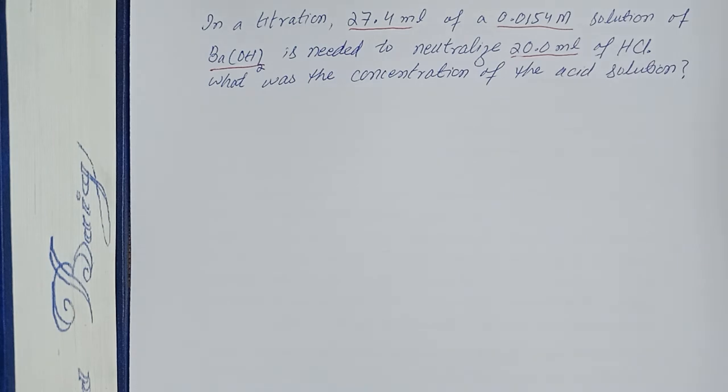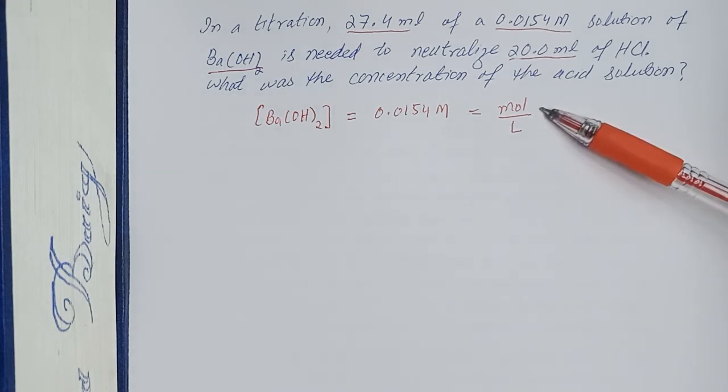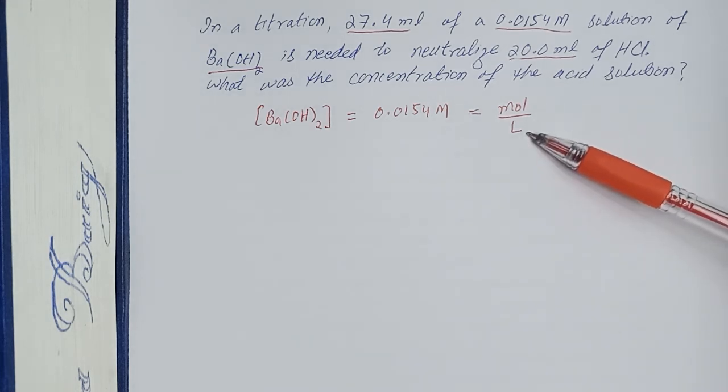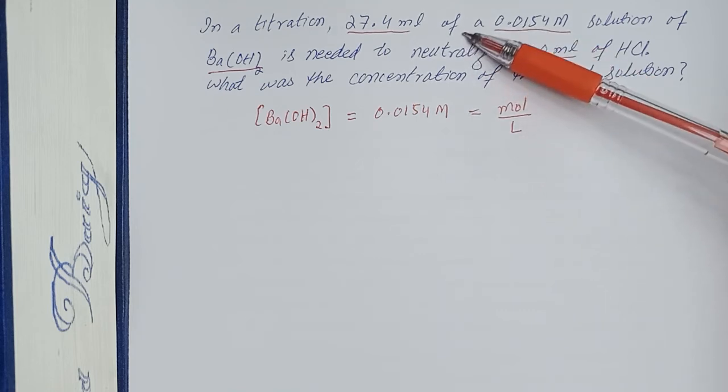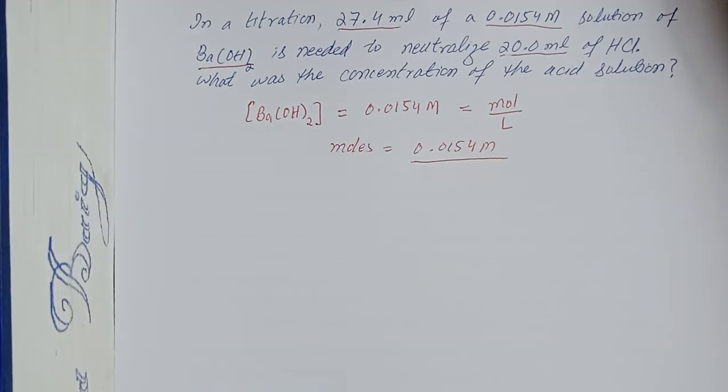So alright, let's start with what we know. The concentration of barium hydroxide is 0.015 molar, and we also know the molarity is equal to moles per liter. So if we want to calculate the number of moles, we need to calculate the volume of the alkali that have been used in liters, as 27.4 milliliter of the barium hydroxide have been used for the neutralization of 20 ml of HCl.